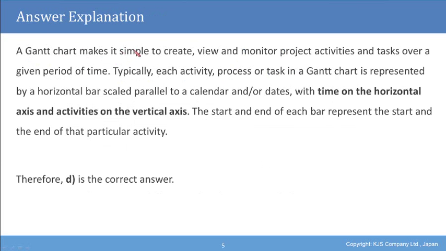A Gantt chart makes it simple to create, view, and monitor project activities and tasks over a given period of time. Typically, each activity, process, or task in the Gantt chart is represented by a horizontal bar scaled parallel to a calendar and/or dates, with time on the horizontal axis and activities on the vertical axis. The start and end of each bar represent the start and the end of that particular activity. Therefore, D is the correct answer.